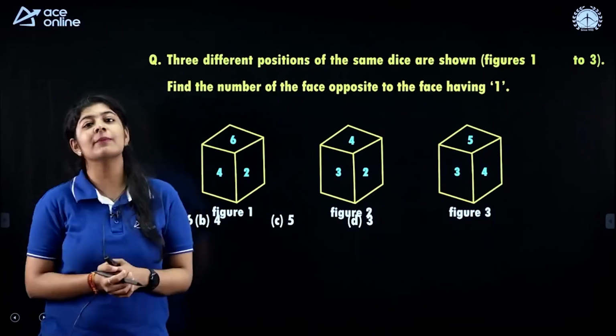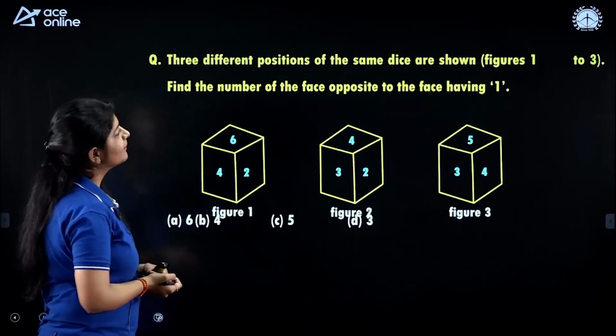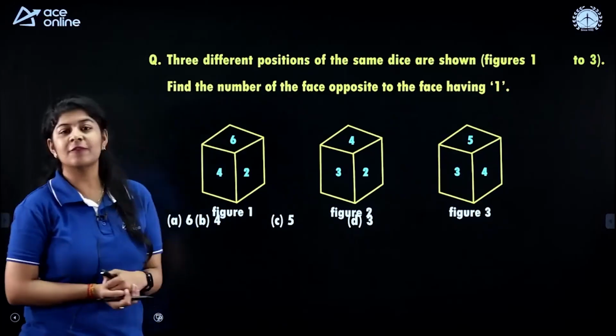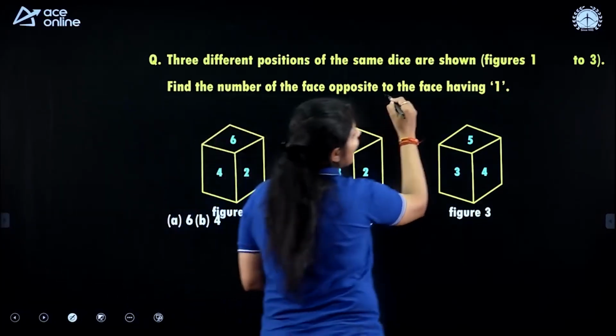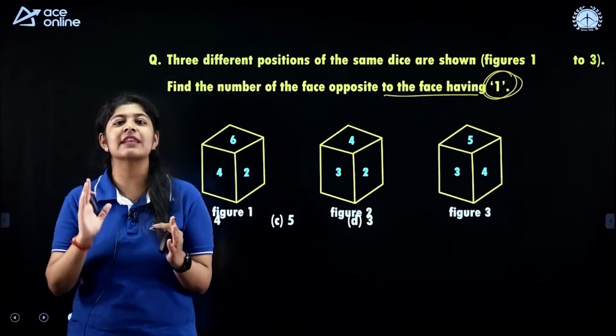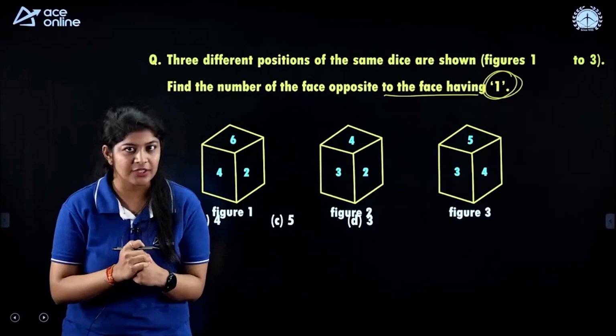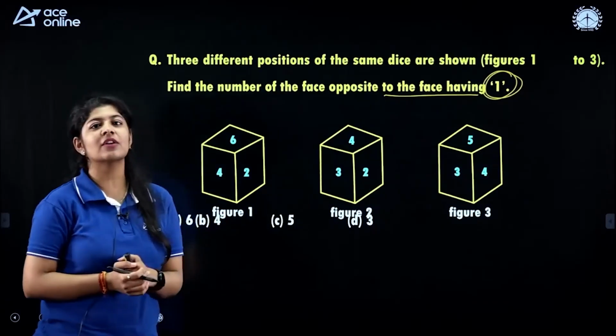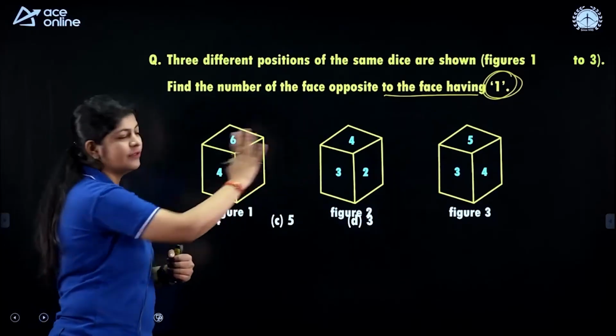Having quotient from the concept of dice, right? Now what we have to do, we have to determine the opposite face that is having 1. Okay. Now we know that opposite faces cannot be adjacent to each other, right? Okay. Now if you will see these figures, we are not having 1 in any of these, right?